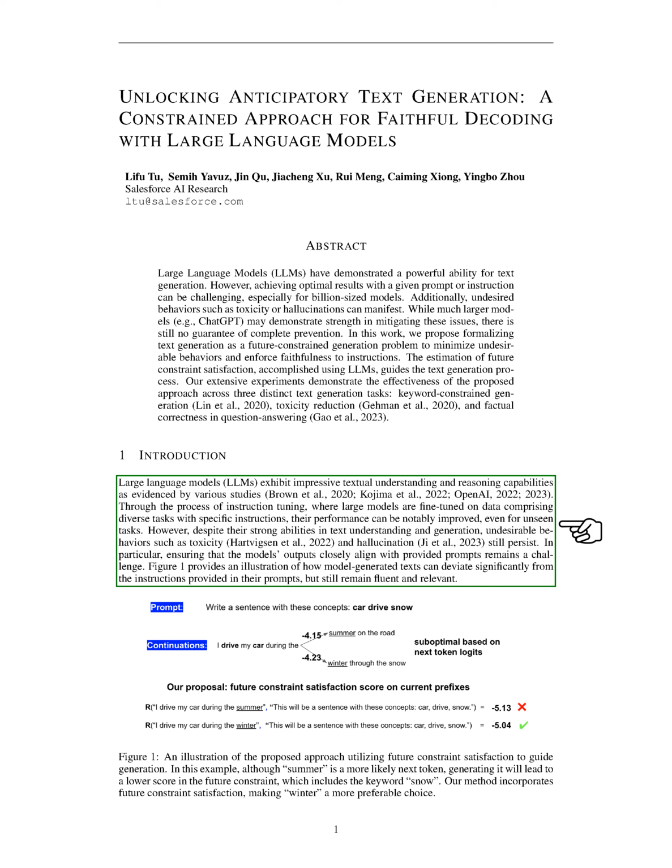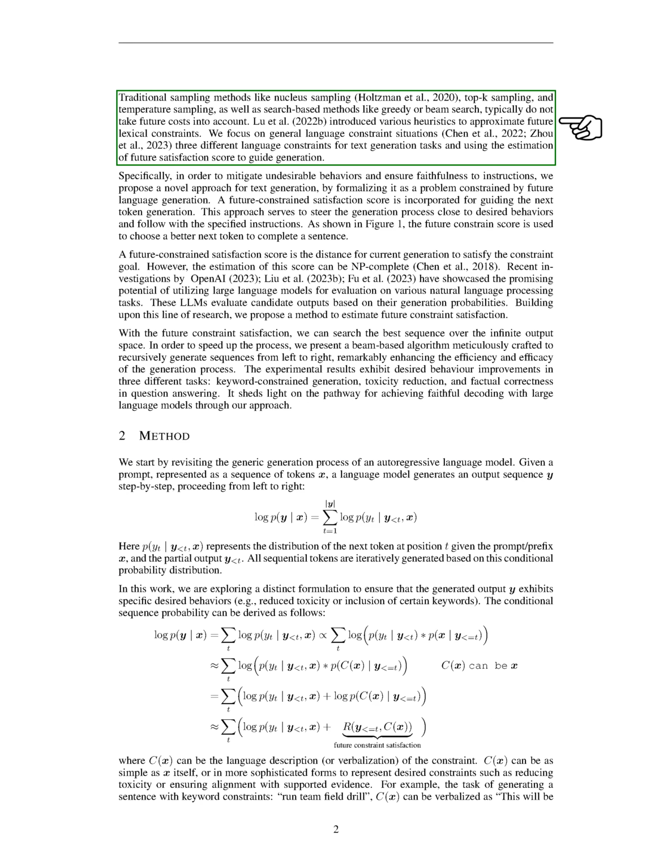Imagine you're giving a model a prompt to generate text. Sometimes, the model might produce text that, while fluent and relevant, doesn't quite follow the instructions you gave. This is a problem we're trying to solve. Traditional methods used to guide text generation, like nucleus sampling or beam search, don't always consider future costs, which can lead to these deviations. To address this, we're proposing a new approach that considers future language constraints when generating text.